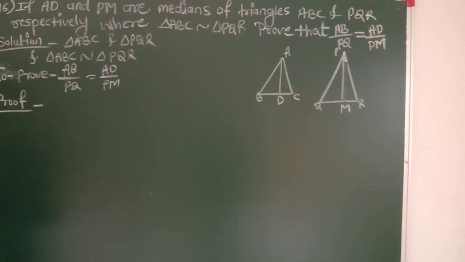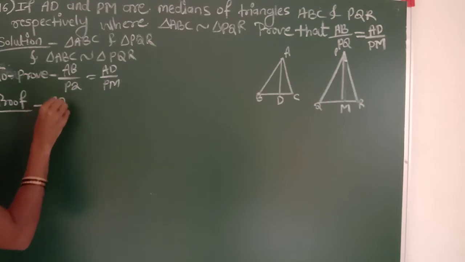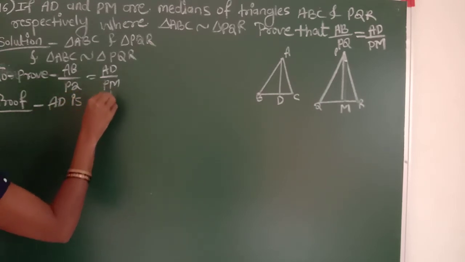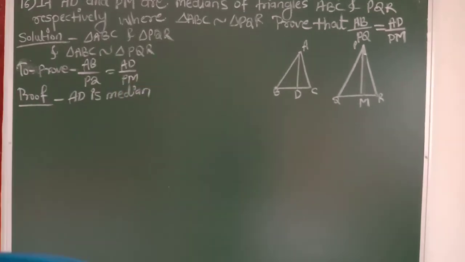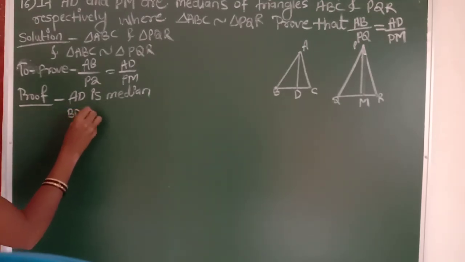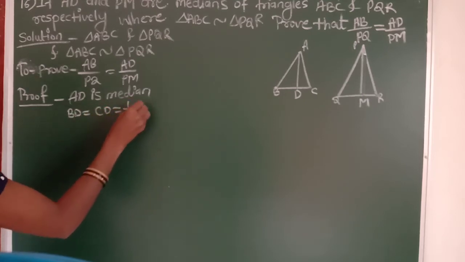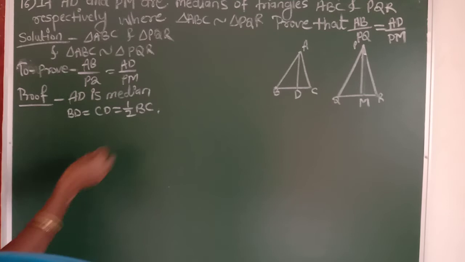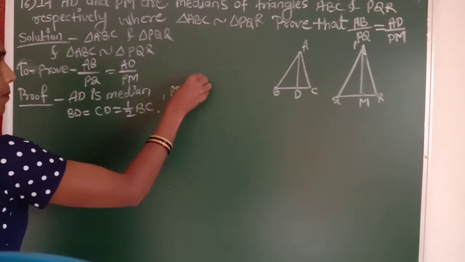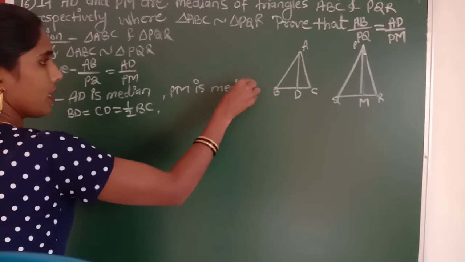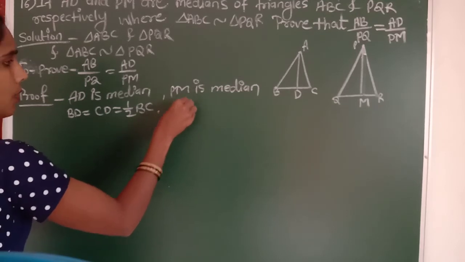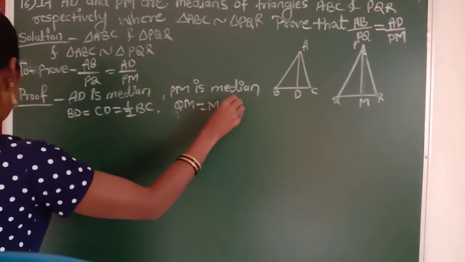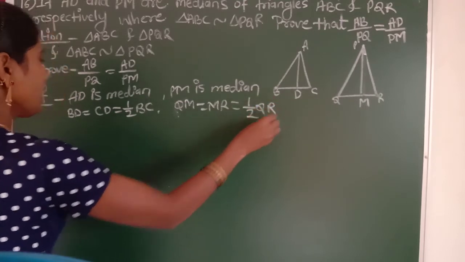AD is a median. So we can write here BD is equal to CD is equal to half BC. Similarly, PM is a median of triangle PQR. So we can write here QM is equal to MR is equal to half of QR.